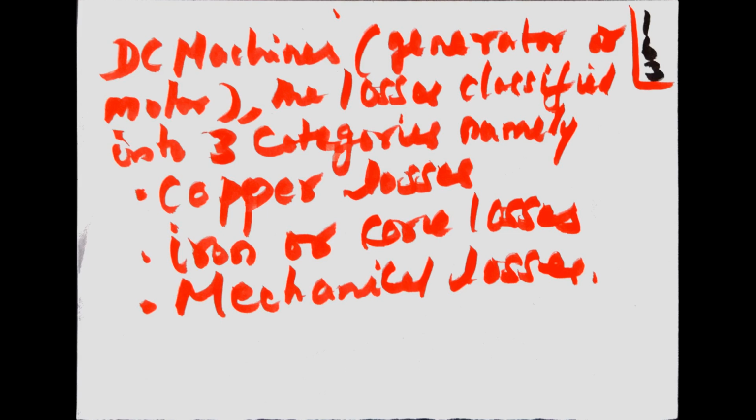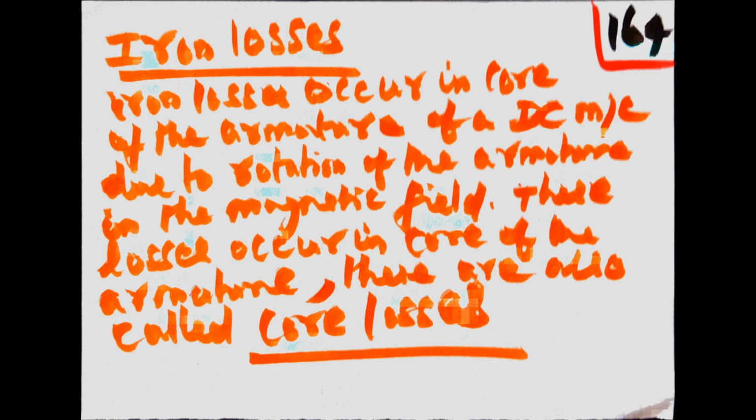Iron losses. Iron losses occur at the core of the armature of a DC machine due to rotation of the armature in the magnetic field. These losses occur in the core of the armature. These are also called core losses. Core losses or iron losses are of two types: first, hysteresis losses, and second, eddy current losses.